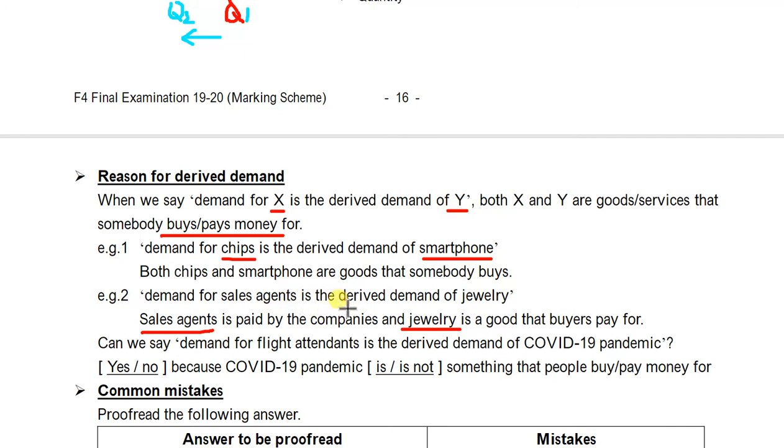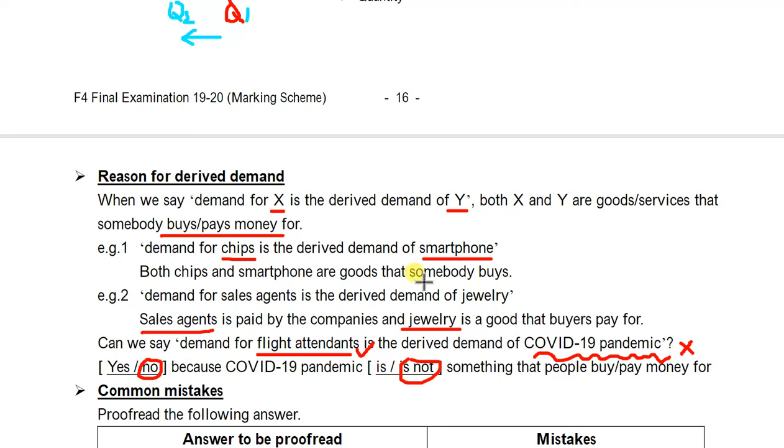And back to our examination question. So we know that the examination is about the flight attendants. There is no problem with that. But some of your classmates wrote something like this. You said that the demand for flight attendants is a derived demand of the COVID-19 pandemic. My question is, is anybody paying for or willing to buy the pandemic? Of course not. This is not a good or service that people pay money for. And that's why we shouldn't mention something like that.